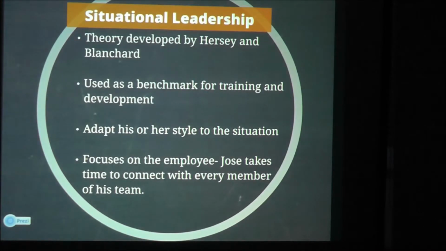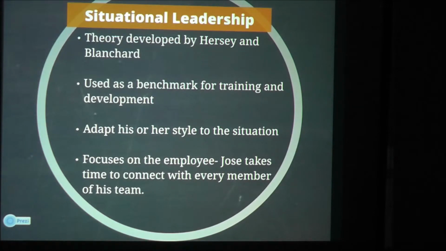Situational leadership. The theory was developed by Hersey and Blanchard in 1969. Hersey and Blanchard's theory was based on Reddin's 1967 3D management. The approach has been refined several times since. The situational approach has been used widely as a benchmark for training and development in organizational leadership. The underlying message of the theory is that a leader or manager should be able to adapt his or her leadership style to any given situation.